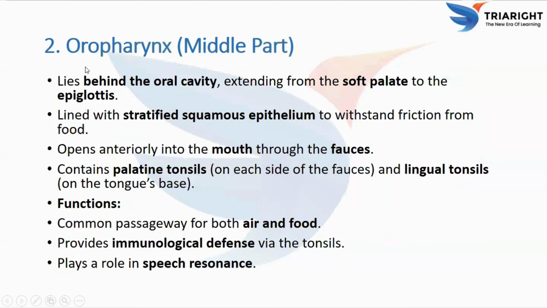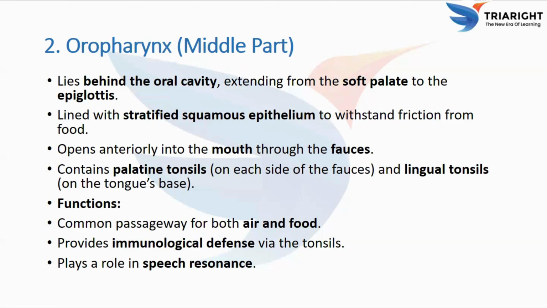So the next part, oropharynx. What is oropharynx? It lies behind the oral cavity. It is the middle section of the pharynx. It extends from the soft palate down to the epiglottis. It's open forward into the mouth through a space called the fauces. Oro means mouth, so that part connects the mouth to the throat. What is the lining of the oropharynx? It is lined with stratified squamous epithelium. Why? It's a tough protective layer. This type of tissue helps withstand friction caused by food during swallowing.